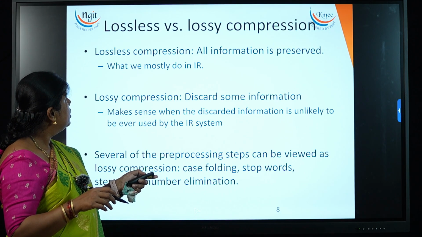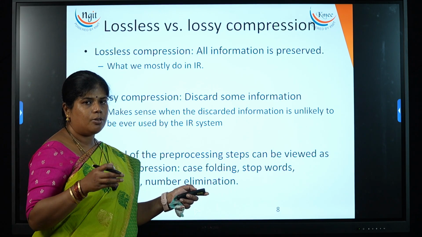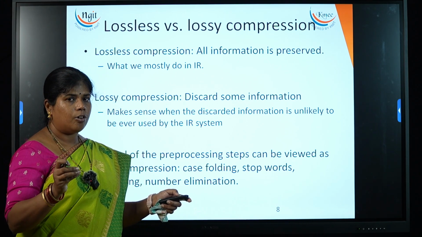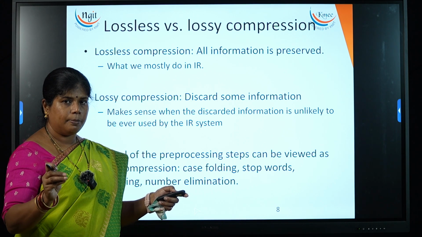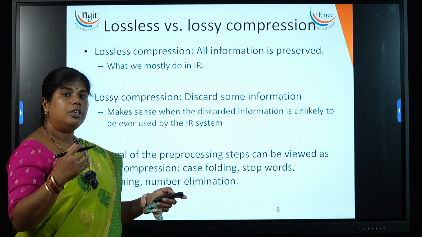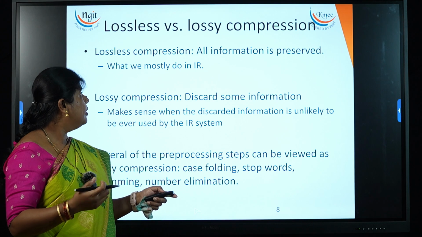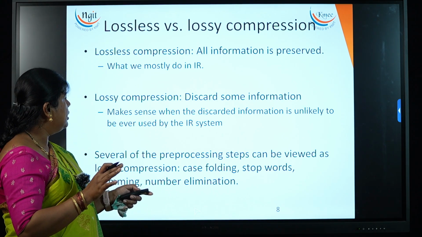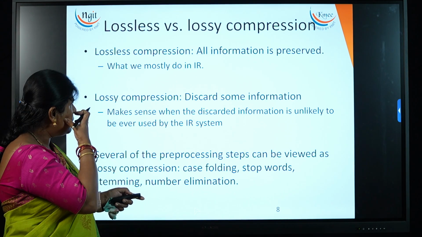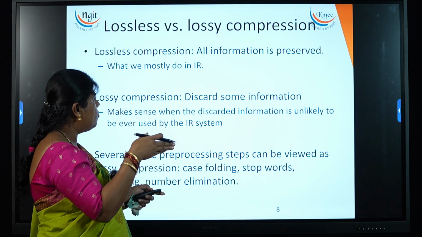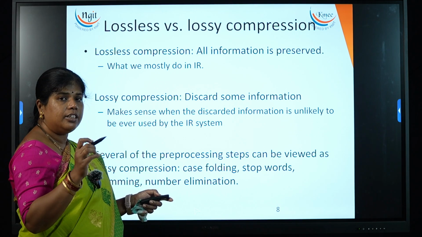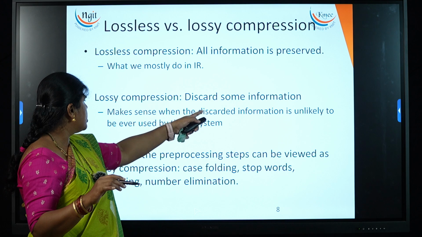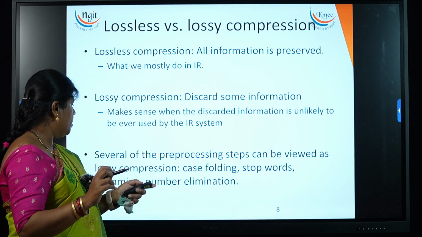Now, what do you mean by lossless and lossy compression? As the name suggests, in the thought of reducing the memory requirement, I should not lose the important data. That is lossless. When I am losing the important data, then that becomes lossy. Means, every information is preserved, then it is lossless compression. Discarding some of the information, then it becomes a lossy compression.